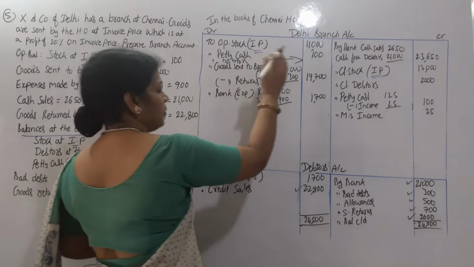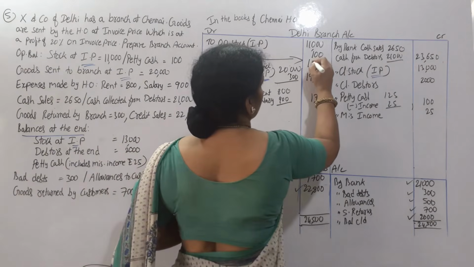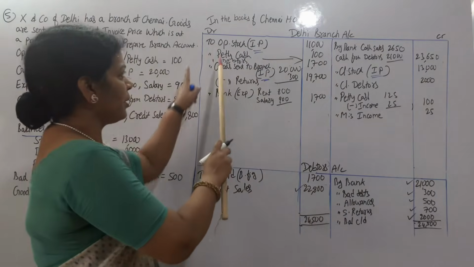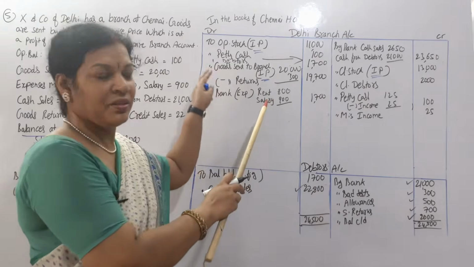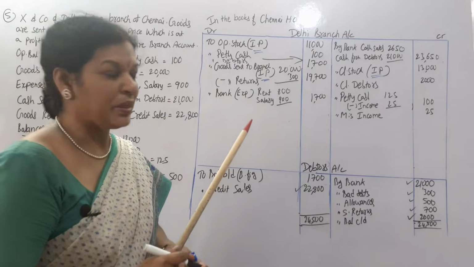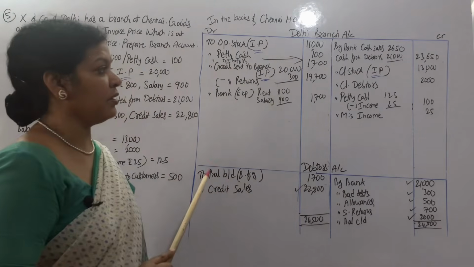So here you have to write 1,700. We could have kept space already, but anyway, I have written here. Please make a note of this. Opening debtors are 1,700. We got it from here to there.